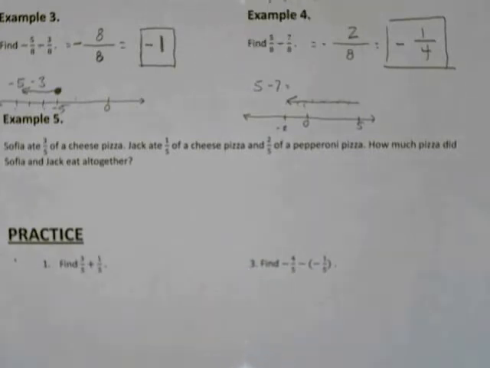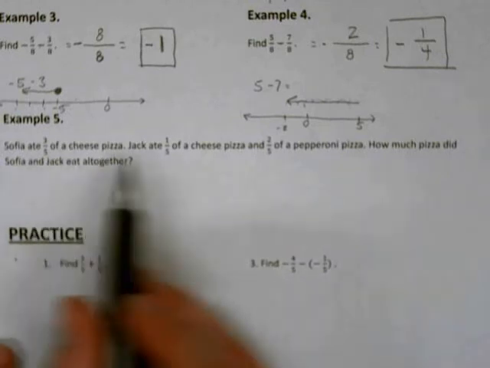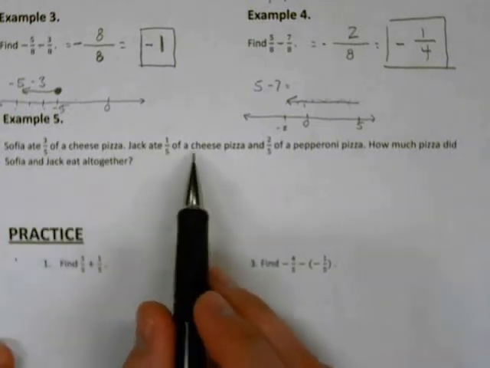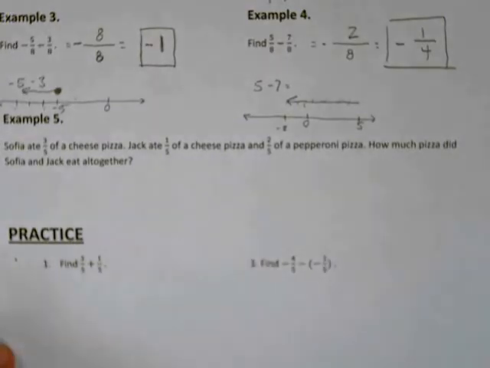Okay, alright, so this is the last example. It says Sophia ate 3/5 of a cheese pizza. Jack ate 1/5 of a cheese pizza and 2/5 of a pepperoni pizza. How much pizza did Sophia and Jack eat all together? First of all, pizza sounds really good right now, but I don't have any money.